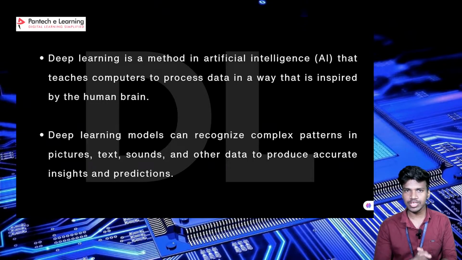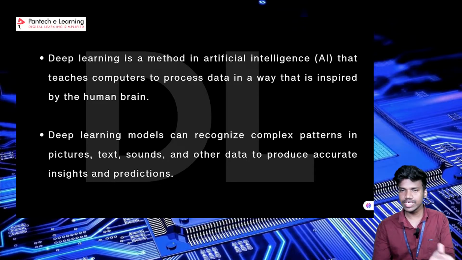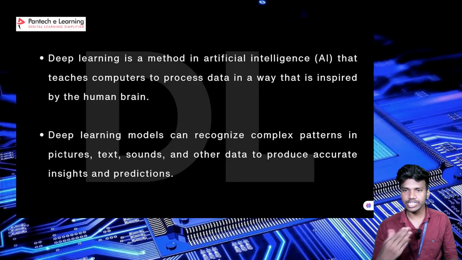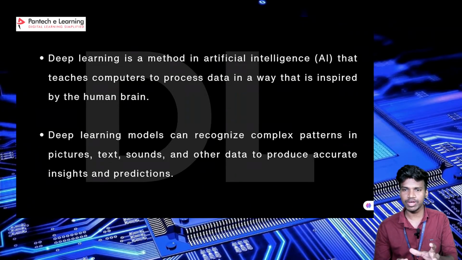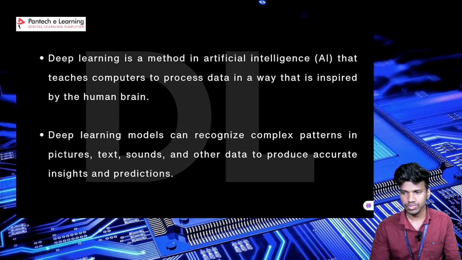The major purpose of neurons is passing information to every body part. Same here, deep learning with the help of neural networks passes data everywhere in the machine learning or artificial intelligence process. Deep learning models can recognize complex patterns in pictures, text, sound, and other data. Every kind of data can be handled by the deep learning concept. So that is deep learning.